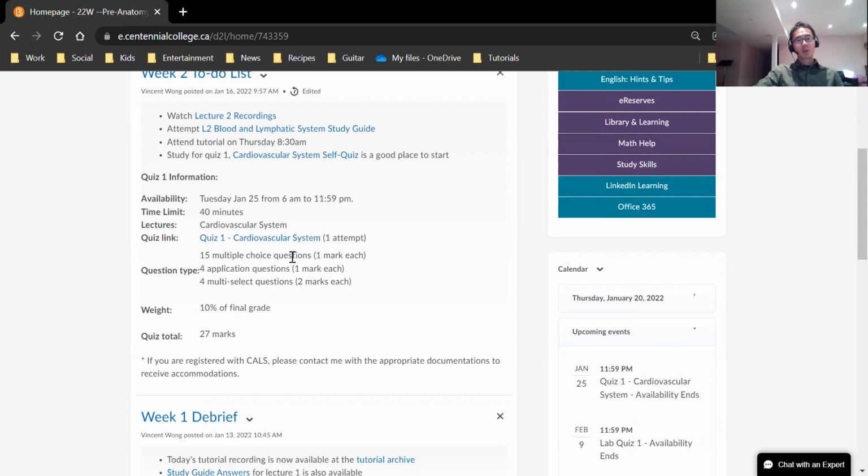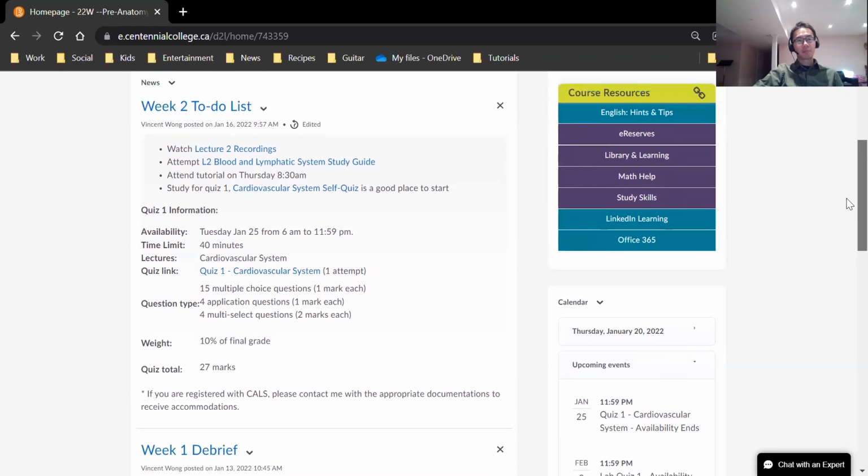There will be 15 multiple choice questions, 4 application questions. Application would be like the harder ones, right? Like the LMLN thing that we did would be an example of an application question. 4 multi-select questions. And the total is going to be 27 marks. If you need accommodation, please do contact me, and I will make sure you get extra time and stuff like that.